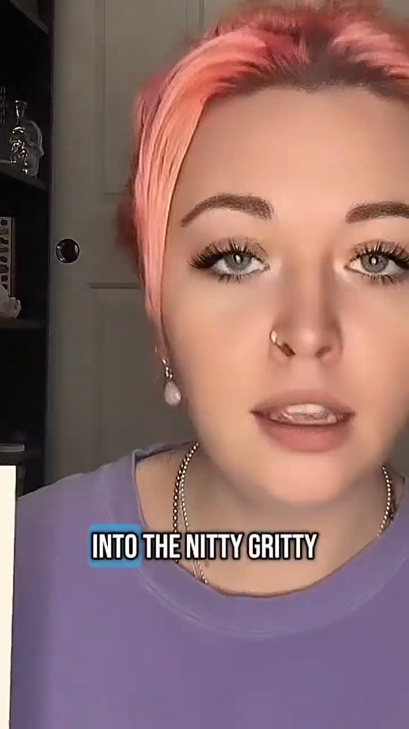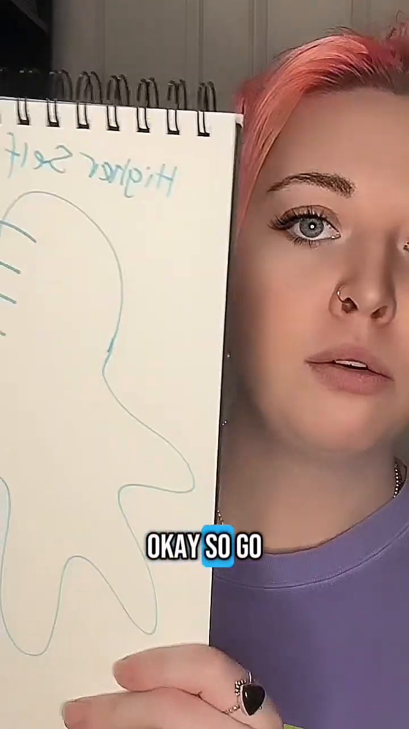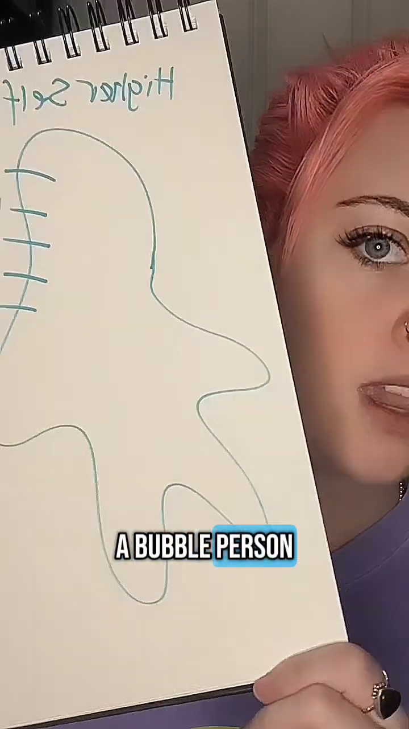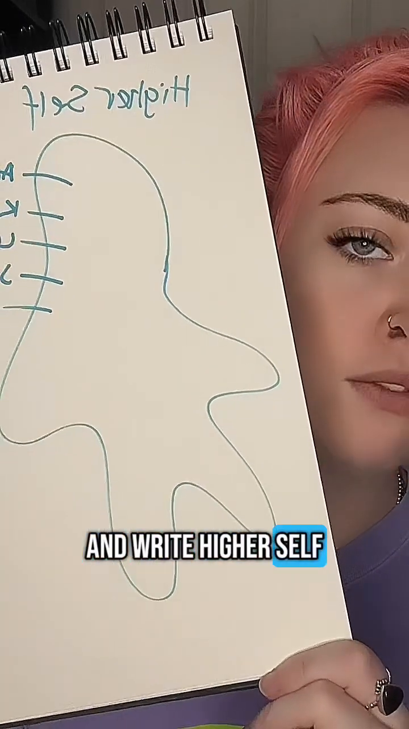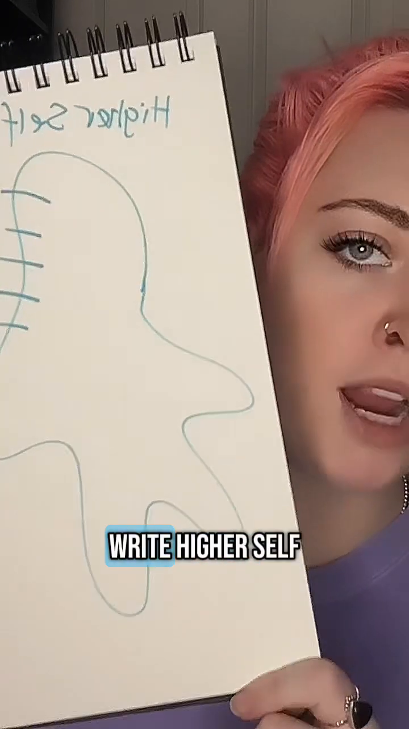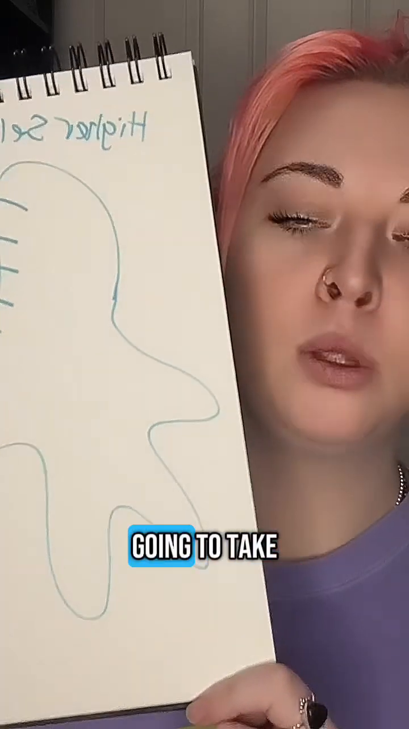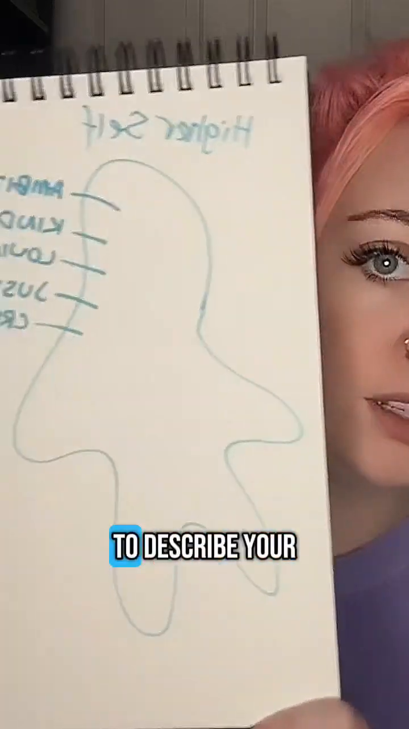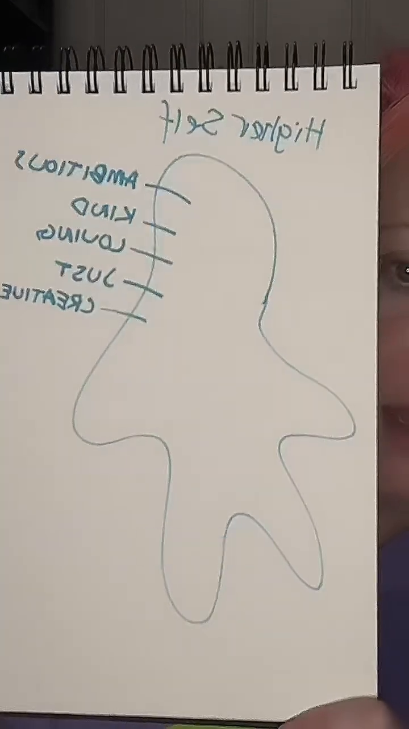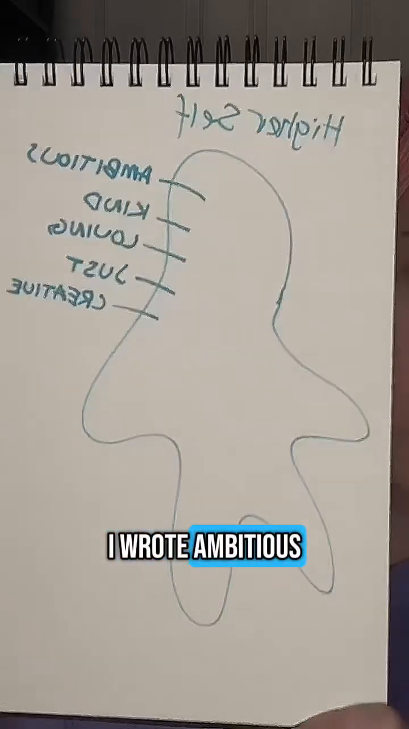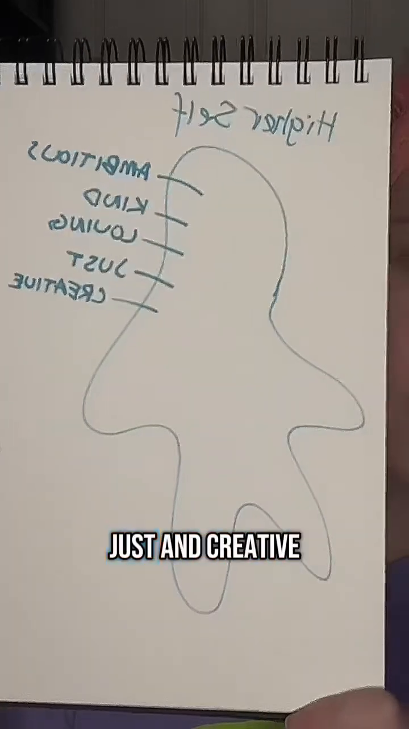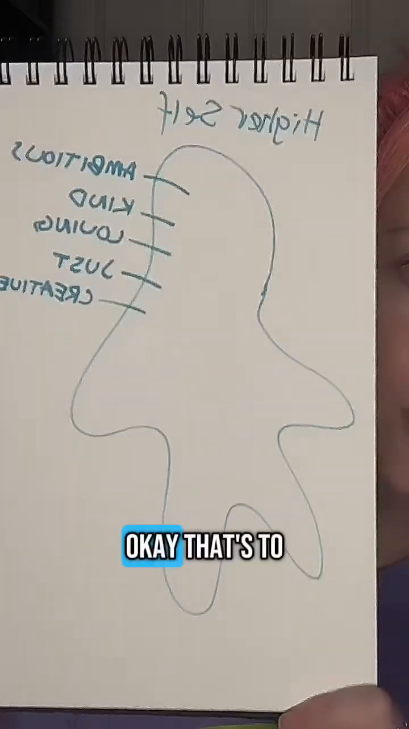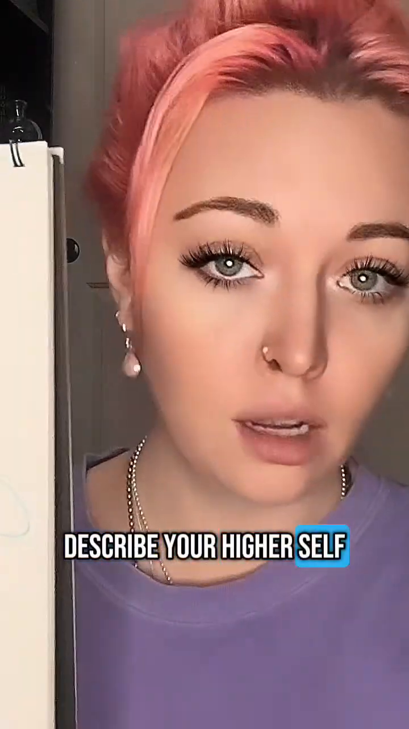But let's get into the nitty gritty. Okay? So go ahead and draw a bubble person and write higher self. Or draw a stick person and write higher self. Then you're going to take 3 to 5 words to describe your higher self. So for me, I wrote ambitious, kind, loving, just, and creative. That's to describe your higher self.